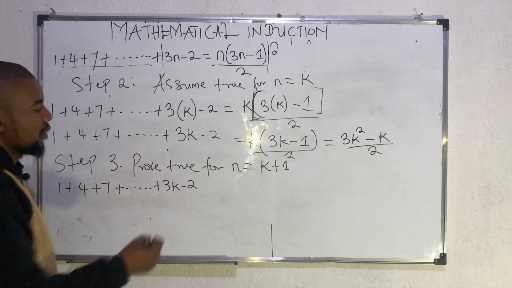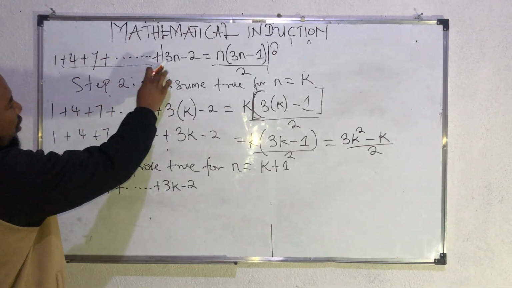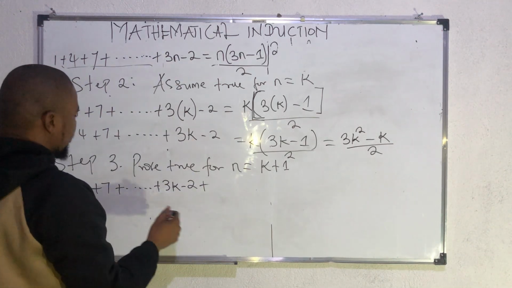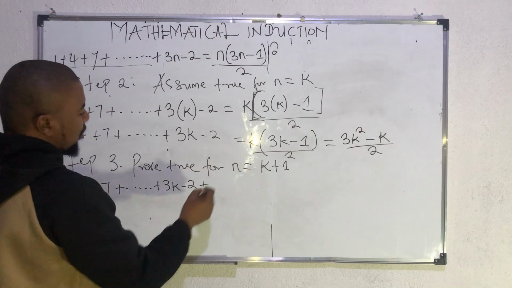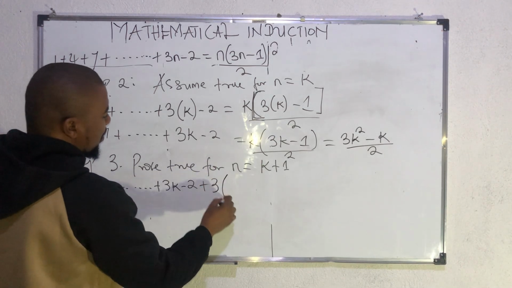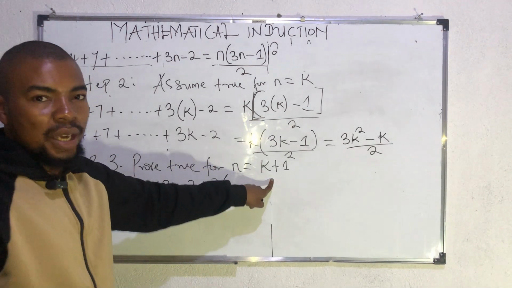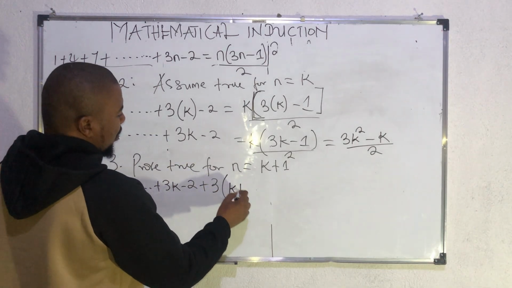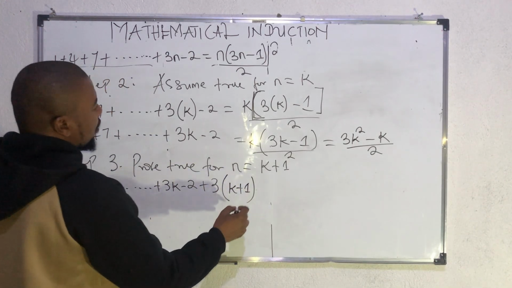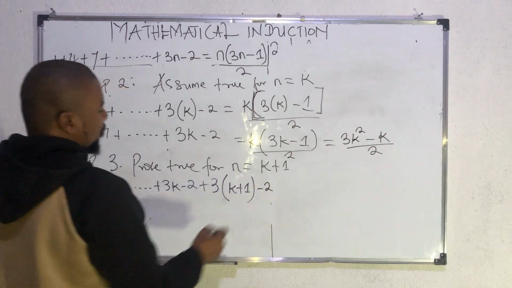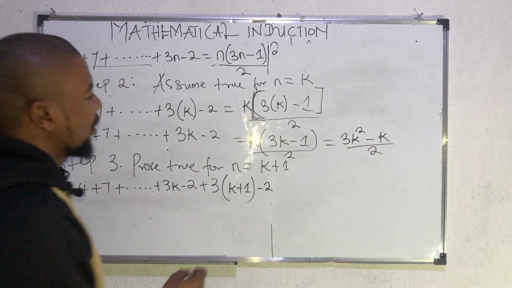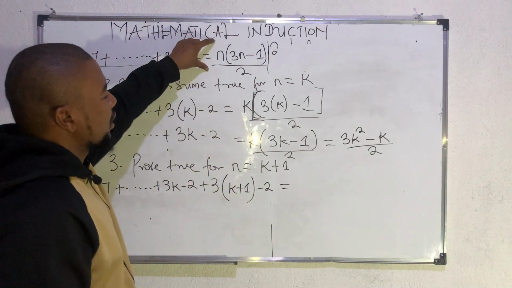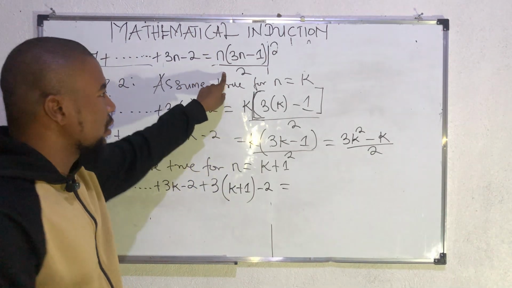Let me show you what I mean. So there is a plus here, remember? You bring down the plus sign, hence this becomes 3. Remember that we said that n is equal to k plus 1 in this case, hence it now becomes k plus 1 minus 2.